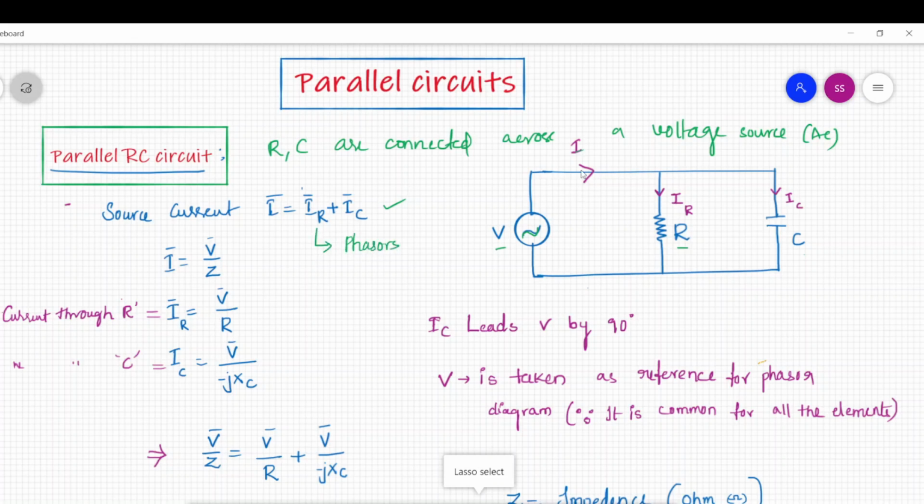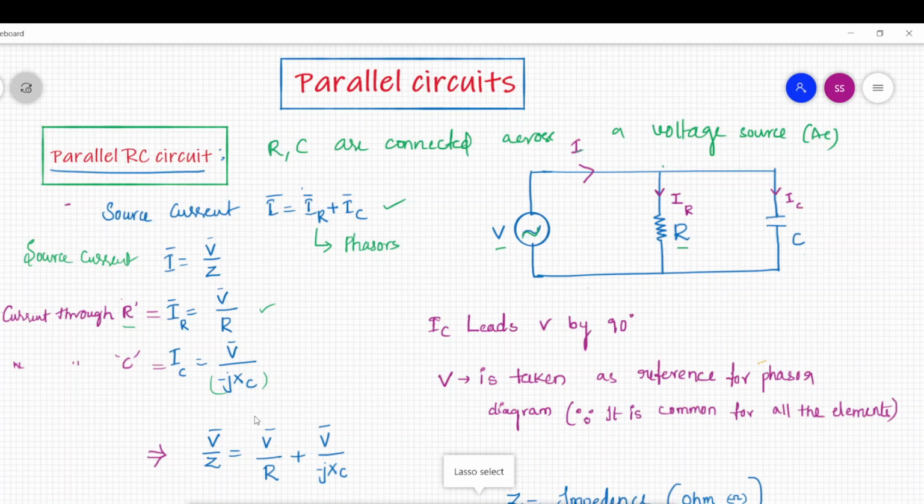Okay, so the net effect due to R and C will be impedance Z. So I bar equal to V bar by Z, where I bar is the source current. Now we are going to find the current through the resistor, that is IR bar equal to V bar by R. Similarly, the current through the capacitor equals V bar by the capacitive impedance, that is V bar by minus jXC.